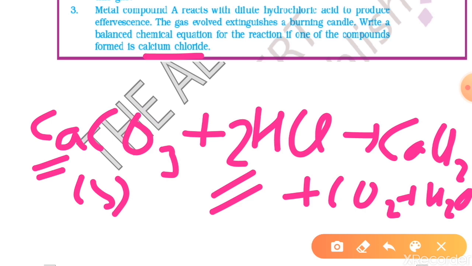Calcium chloride will again be aqueous. CO2 is a gas, we will write g for it. And lastly, water will be in liquid state, that is why you will put an l there. So this was the solution for the third one.